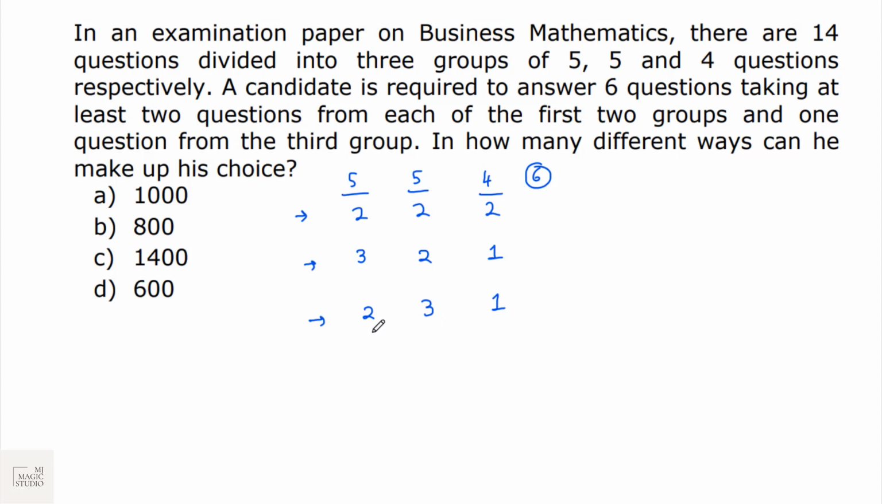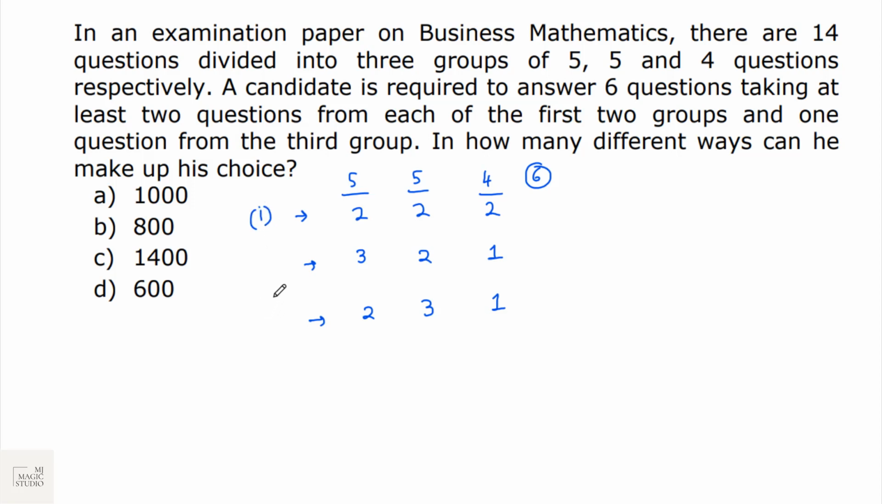Now he can't take 4, or he can't take 1 from group 1 and 2. And he can't take 3, because if he takes 3, he would be left with only 3 questions to be done from both groups, which is not the case. Now we have got 3 cases.